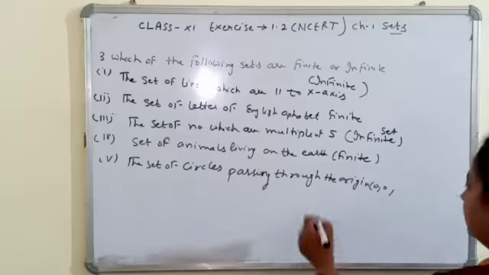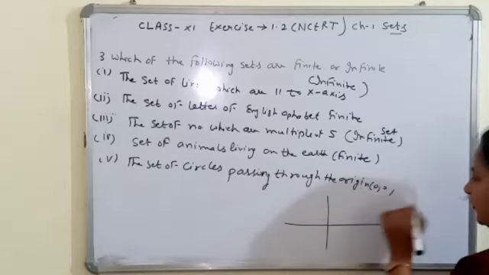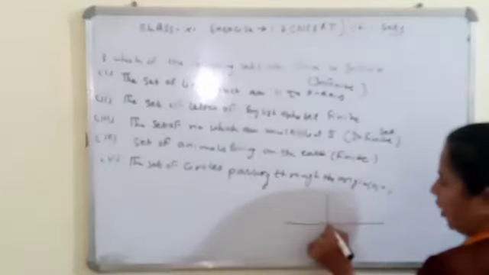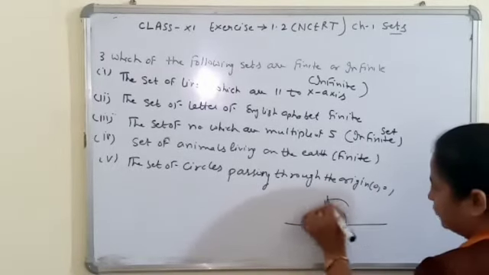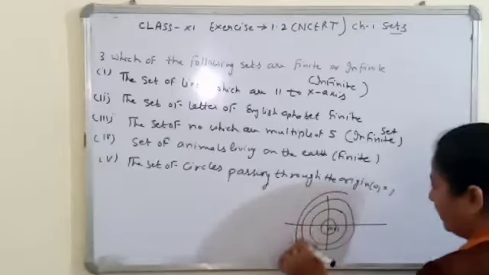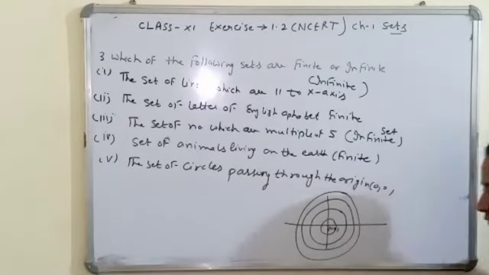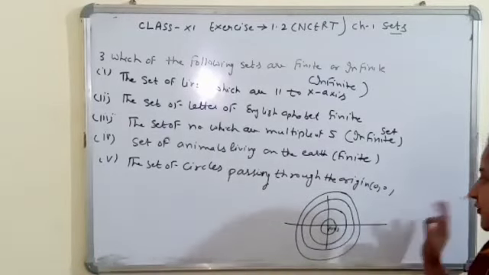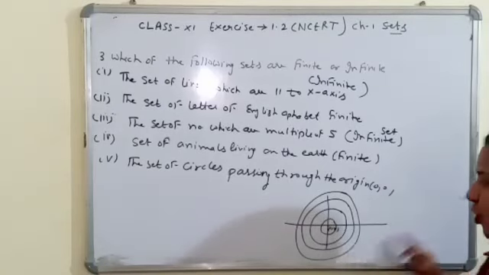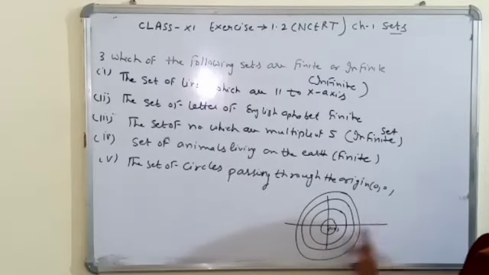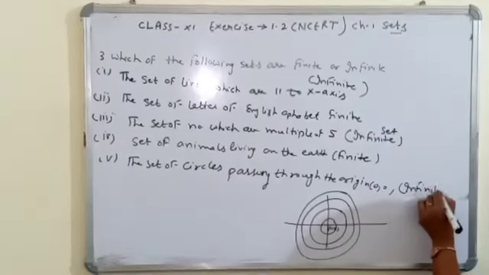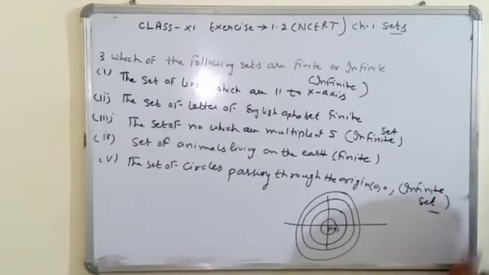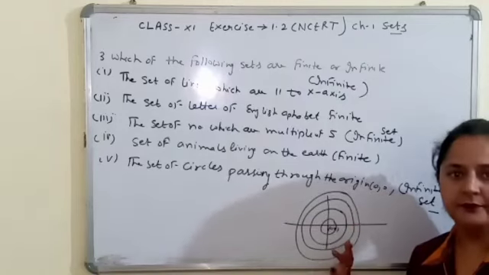Fifth one is the set of circles passing through the horizon. Let's see here. The set of circles we can pass through the horizon. So you can see, students, we can draw different circles by taking different radii. By taking different radii, we can draw n number of circles through the horizon. So this is an example of an infinite set. So this was your question number 3.